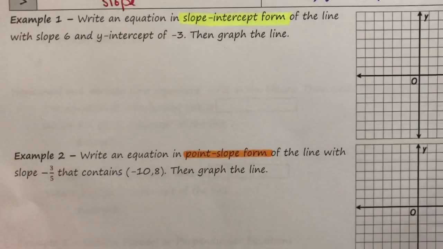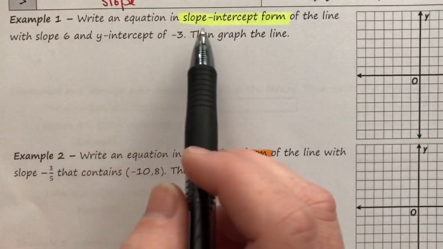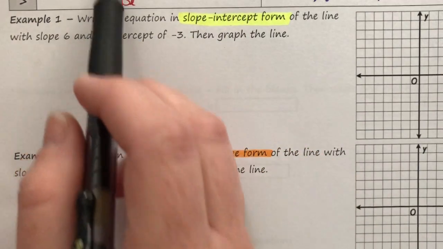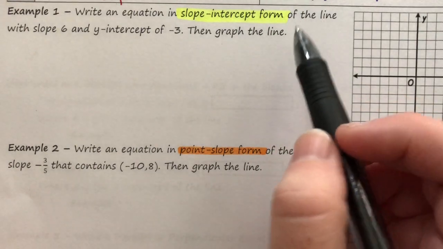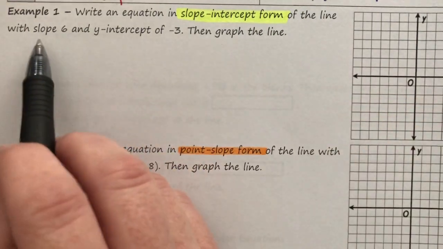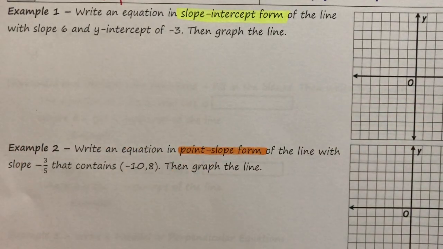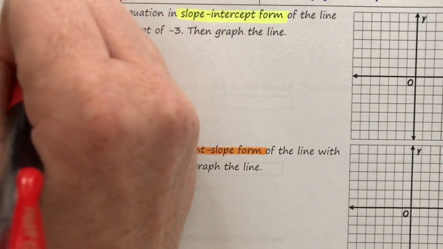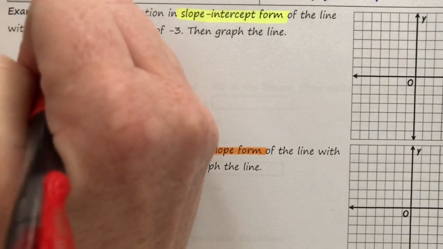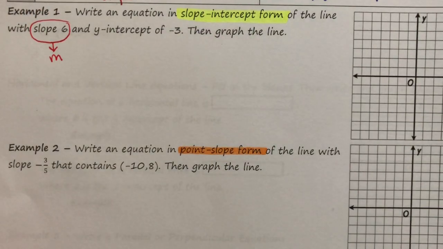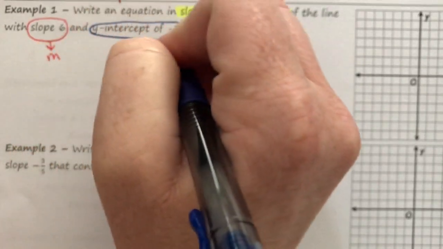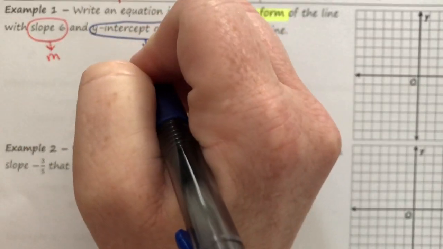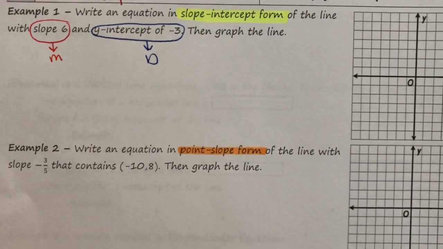First, we have write an equation in slope-intercept form, which is y equals mx plus b, of the line with a slope of 6 and a y-intercept of -3. Graph the line. I tried to keep it color-coded here. So our slope is 6, that's our m, and our y-intercept is -3. So we actually don't have to do any math here. They give us everything we need. This is our b, our y-intercept.